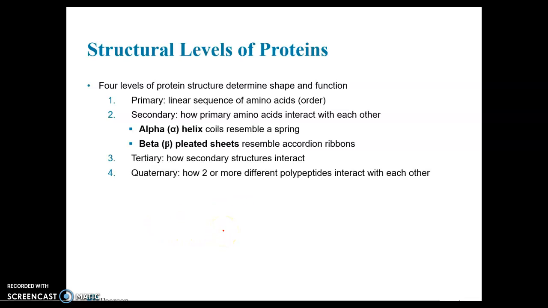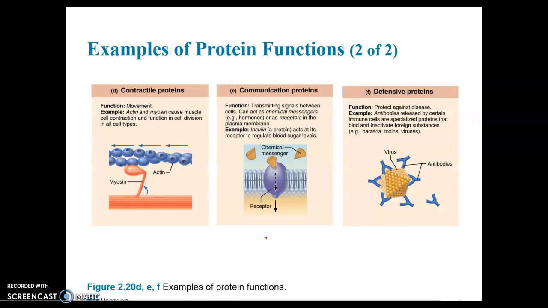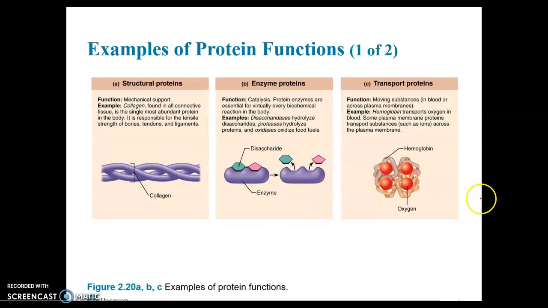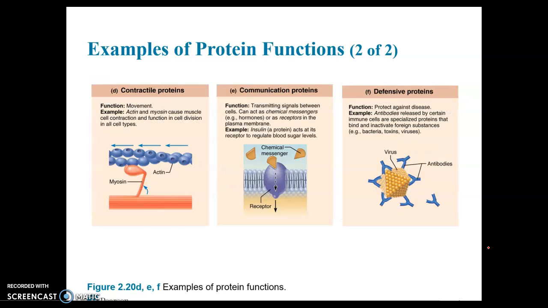So the quaternary structure is not found in every protein. Some proteins have it and some don't. If a protein is composed of 2 or more different polypeptides, 2 or more different tertiary structures that have combined, then it has a quaternary structure. If we go back and look at hemoglobin, it has 1, 2, 3, 4. And I'm not talking about the oxygen. I'm talking about the structure that the oxygen's attached to. It's got 4 globular structures, and that is the quaternary structure of hemoglobin.